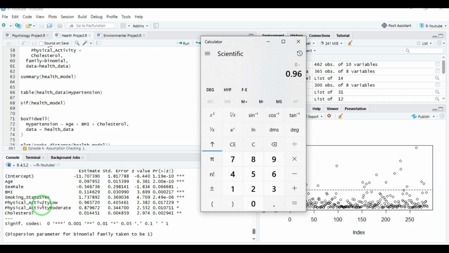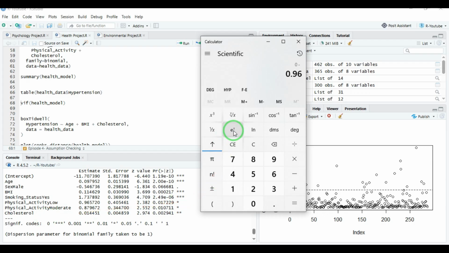Next variable is physical activity. Physical activity is categorical, so our output compares its categories with a reference category. Here, the reference category is high physical activity. We have 3 categories in total: low activity, moderate activity, and high activity, okay?